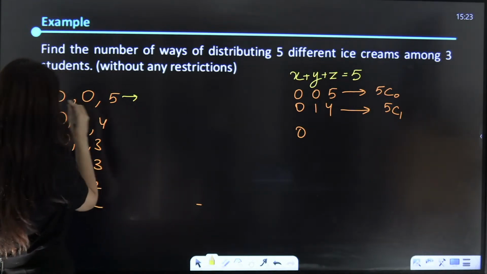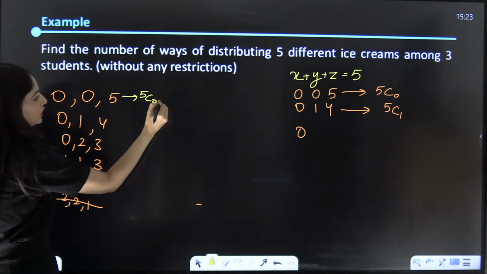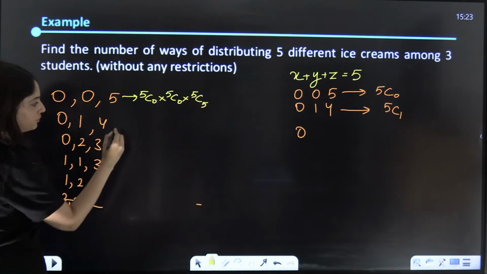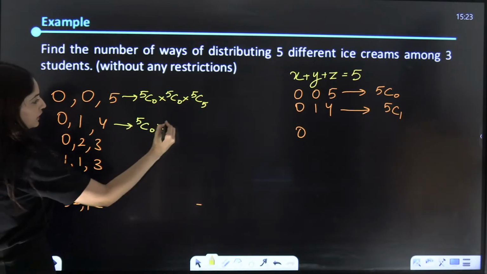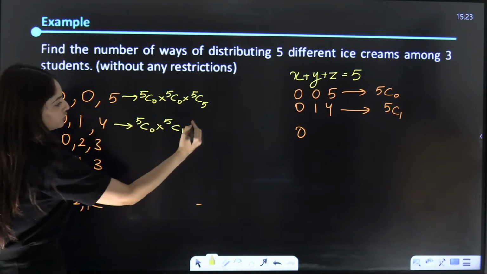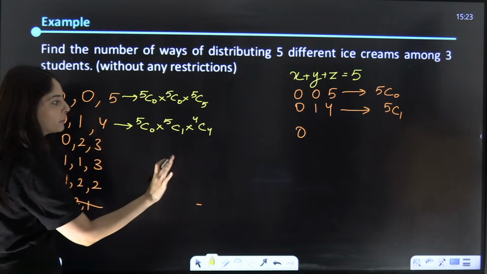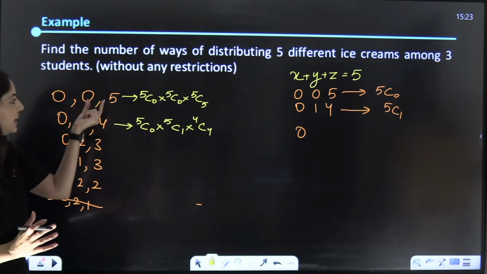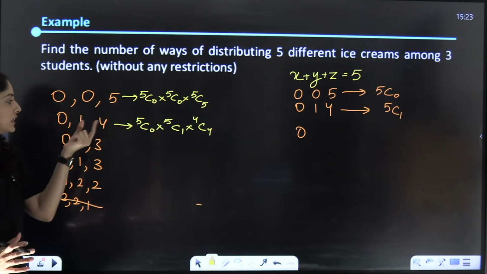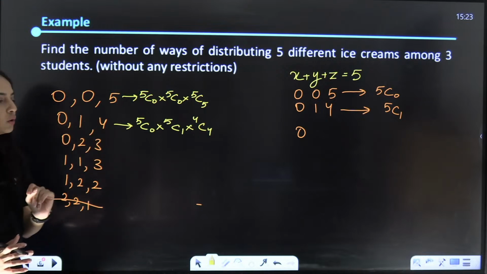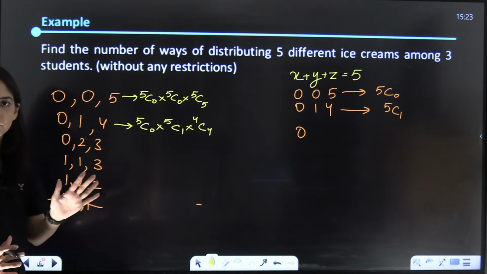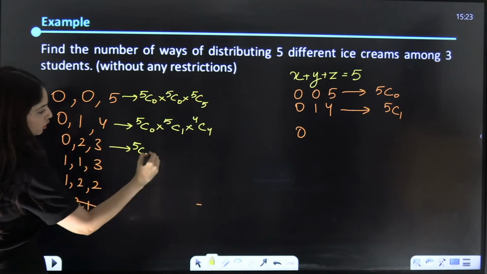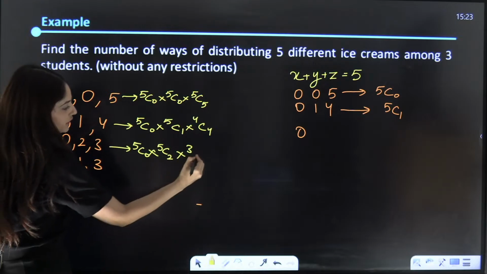So here we have to select first 5C0, then out of the remaining 5 we select 0, out of the remaining 5 we select 5. Here we first select 0, then out of the remaining 5 we select 1, out of the remaining 4 we select 4. I'm just doing the proper way. Of course, logically you will not do all of these steps. You know that this is just one case possible, all 5 are going to this. In this case we just have to select 1, the remaining 4 will go to the third student, or however we arrange it. Then for this we have again same logic, 5C0 into 5C2 into 3C3.